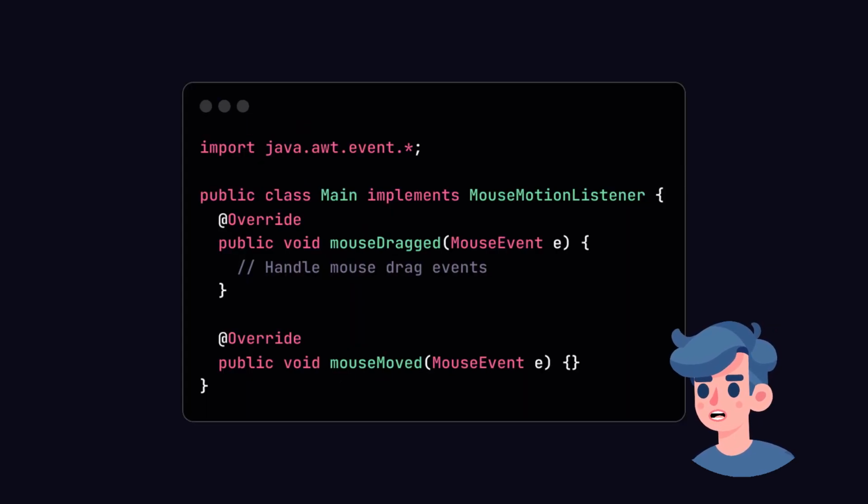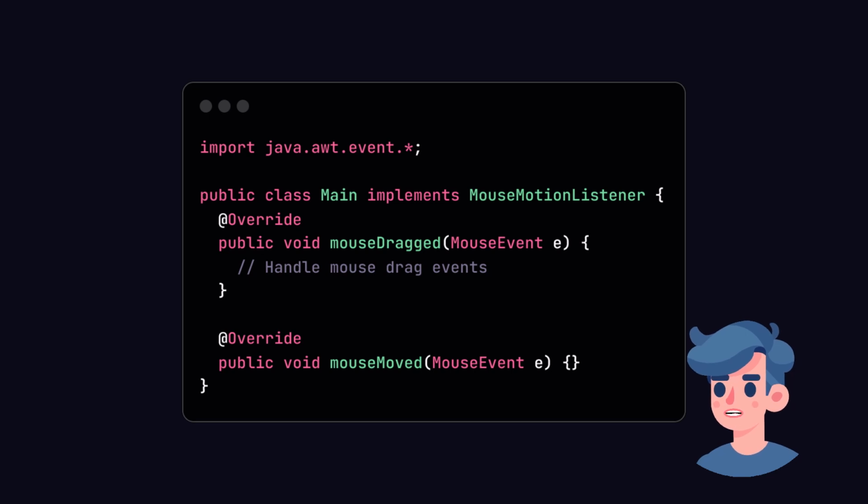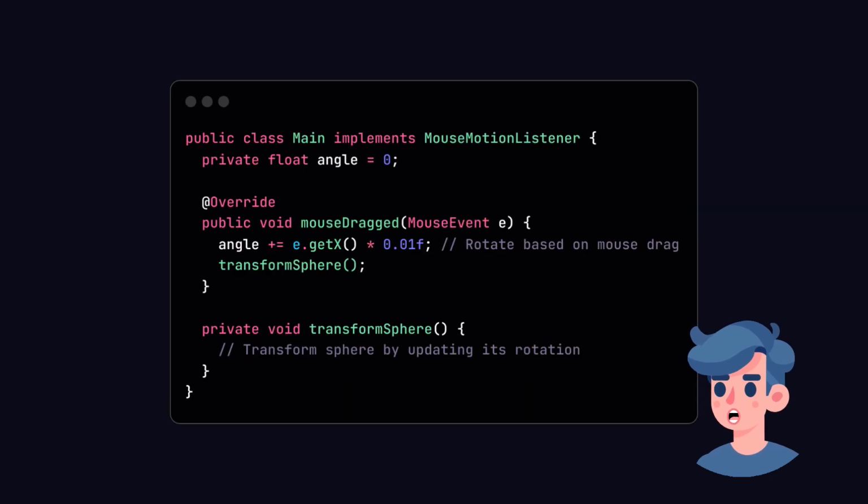Now that we handle movement with keyboard inputs, let's add the mouse interaction next. We will create a mouse motion listener to react to mouse movements. Let's say we want to rotate our sphere based on mouse movements. We can calculate the rotation angle based on mouse position and apply it to the sphere.